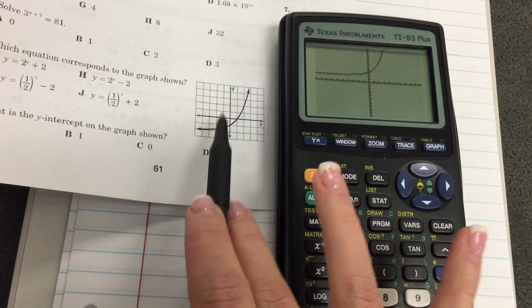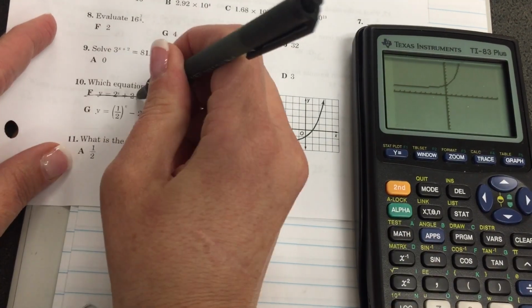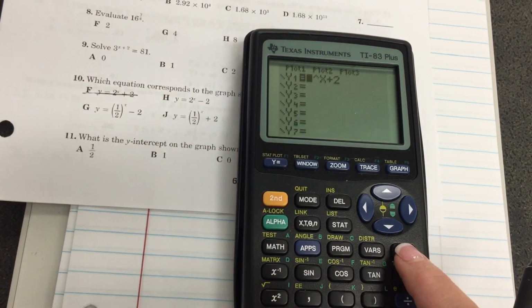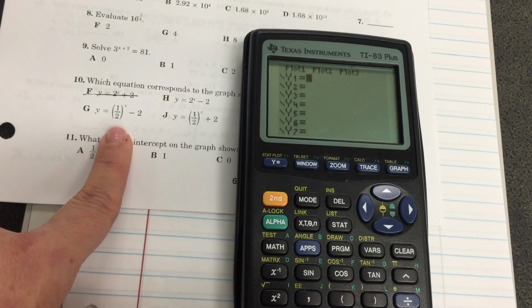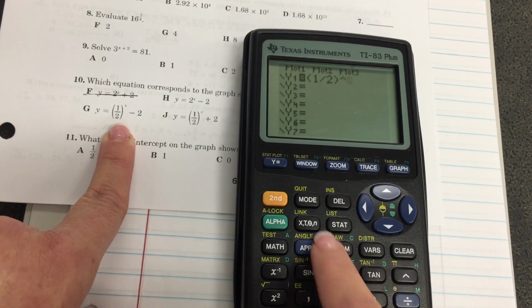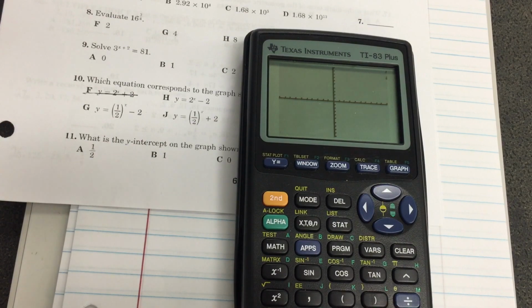Does that graph look like this graph? Okay, the answer is no. We mark off F. All right, so let's go back to y equals. You want to clear out that equation. And let's type this in. Now make sure you're using your parentheses. Open parentheses, 1 divided by 2, close parentheses, to the x power minus 2, and hit graph.